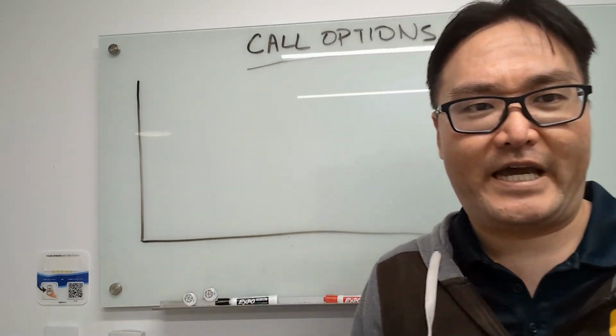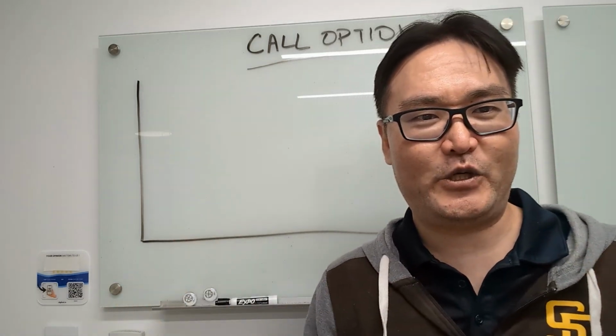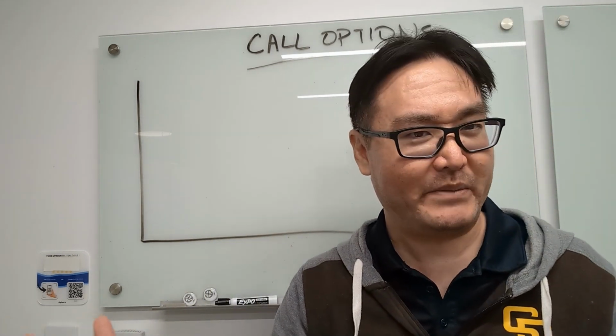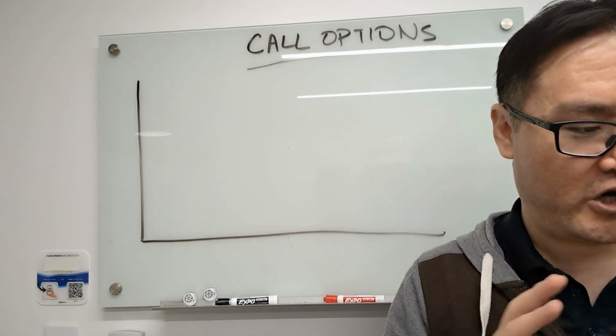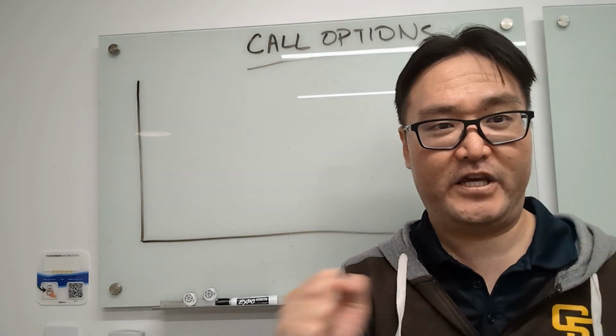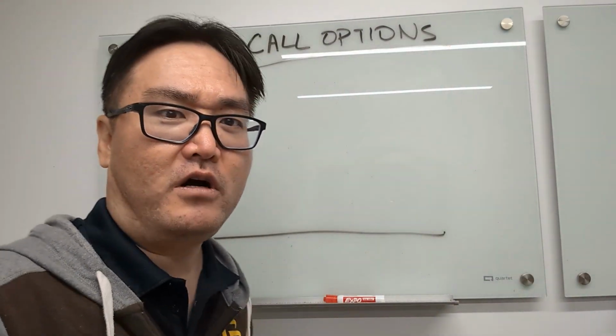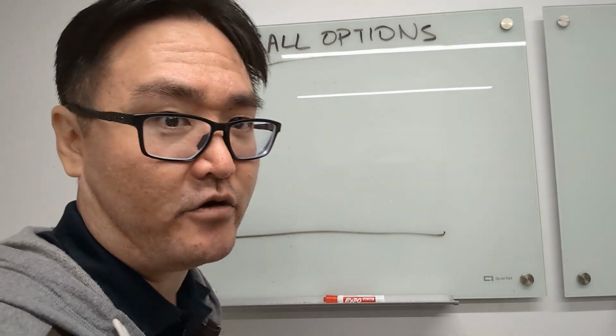So a lot of this sounds like BS. So let's do a diagram. I'm a visual learner. A lot of people, I think most people, are visual learners. So let's learn about call options visually. Okay, so I'm going to draw a profit loss diagram.